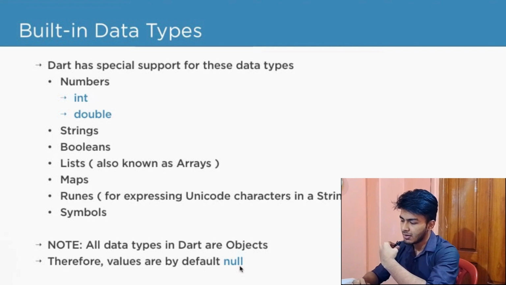Just remember, in Dart, all the data types are just objects. Whatever we see in Dart is basically an object. So the default value of all these data types is null unless we initialize them. Now the question is how to declare a variable in Dart.